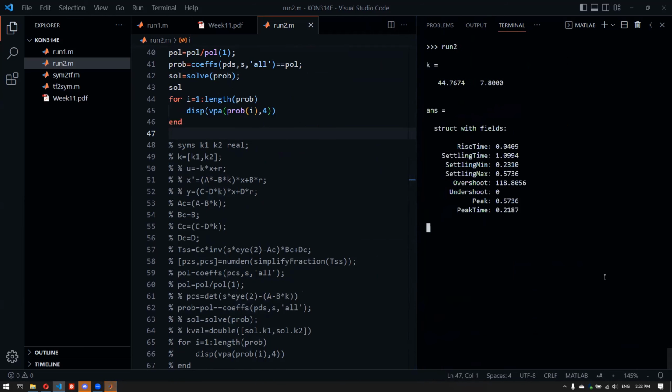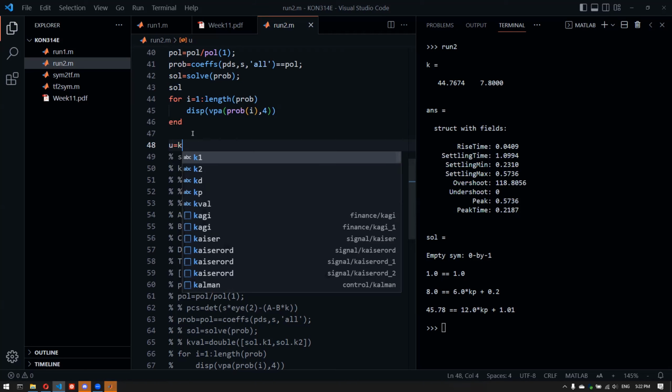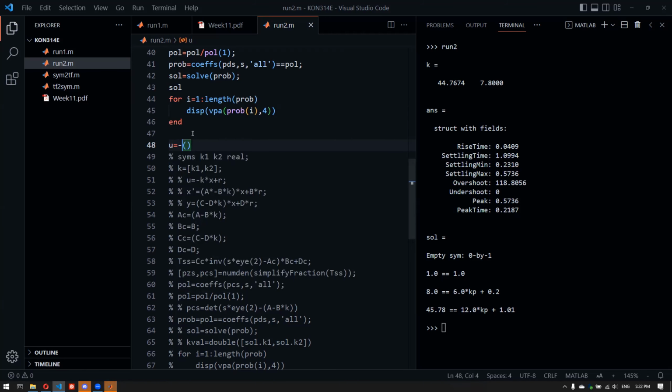If I run it, I get this one here. So when I look at the equation where I have minus K1 times X1 minus K2 X2 plus R, this is my equation here, because this is the state feedback law. Now, I know that that's roughly 44, and I know that this is 7.8.